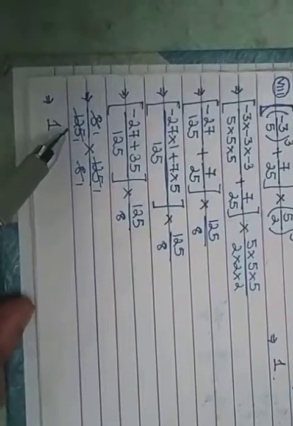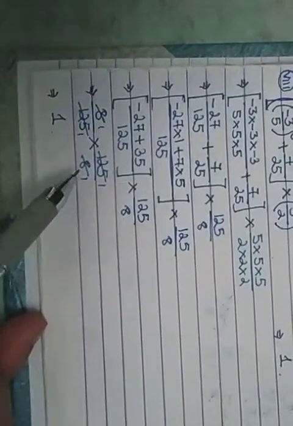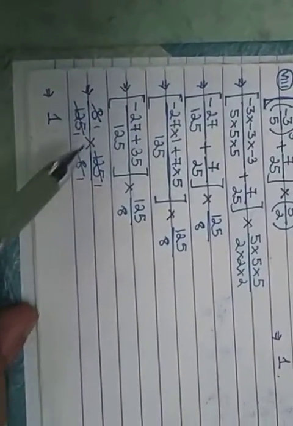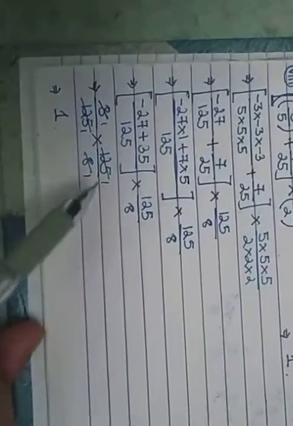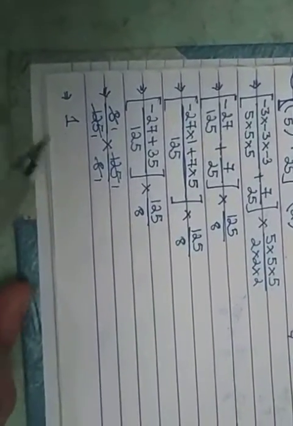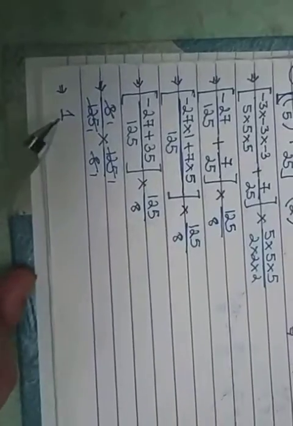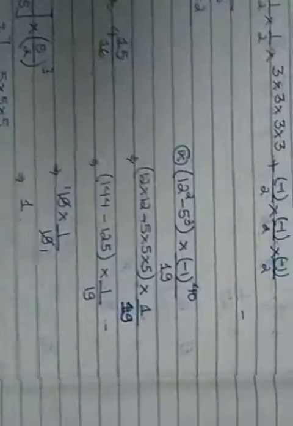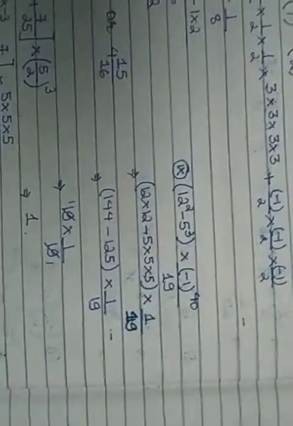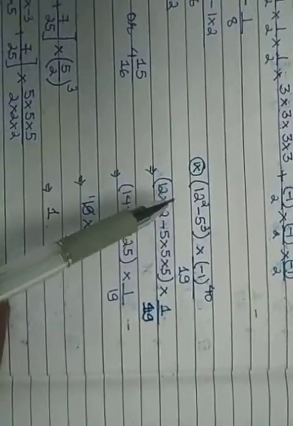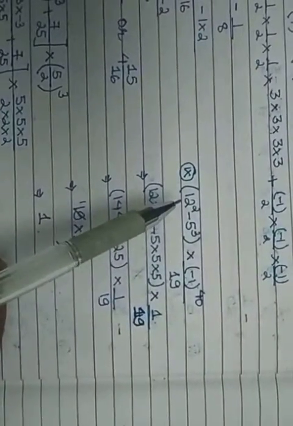So 125 in the denominator and 125 in the numerator got cancelled. 8 in the first numerator and 8 in the second denominator got cancelled. I got 1 by 1 as the answer. So no need to mention 1 in the denominator, isn't it? So I can simply write 1 as the answer. Okay, so the final sum for today is this.